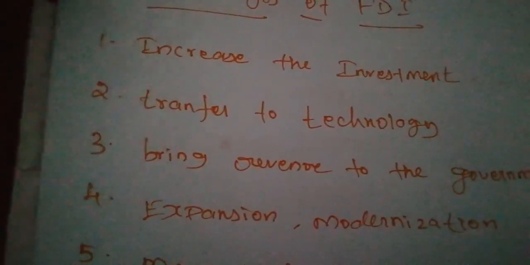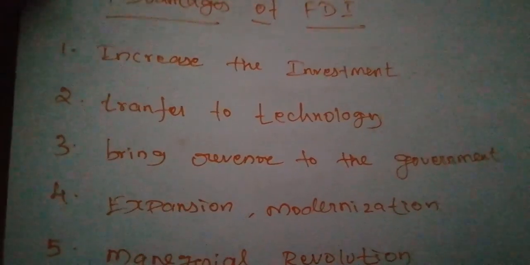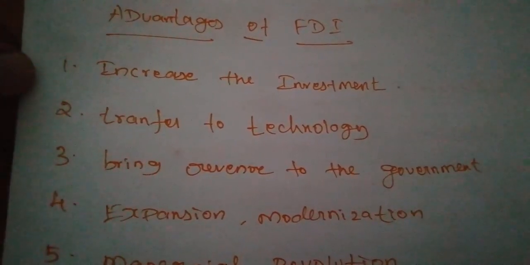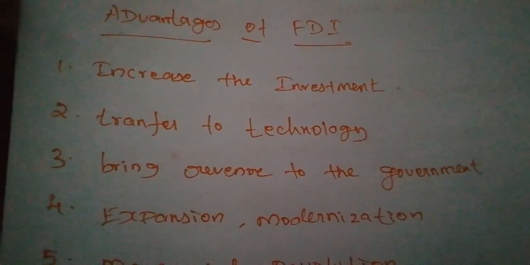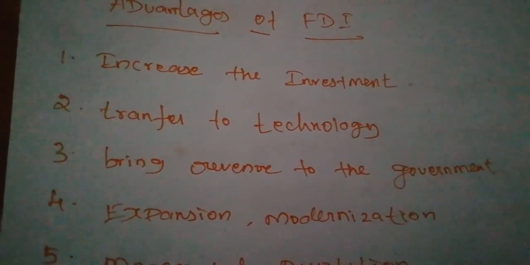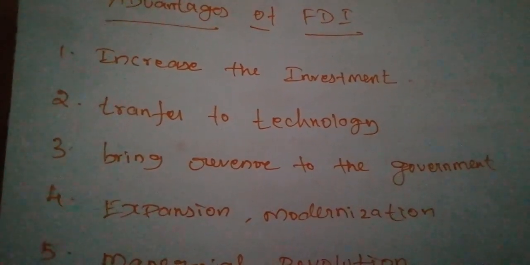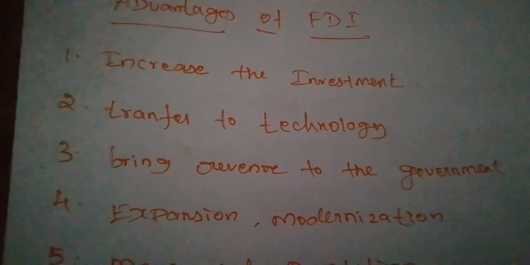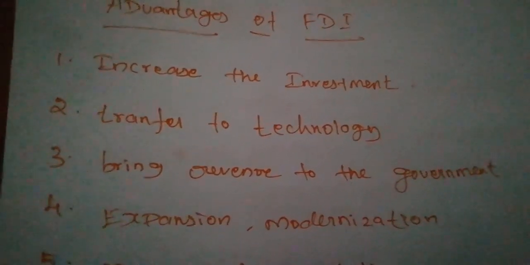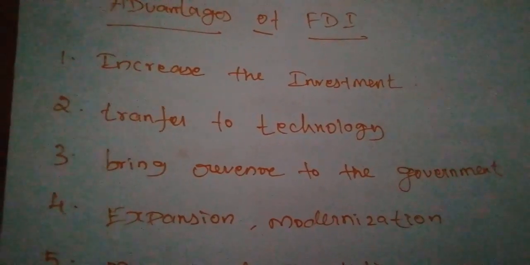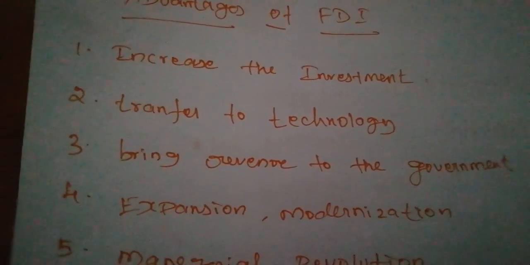Next, acquisition of resources. We are in need of more resources. If you want to produce any commodity or different types of commodities, we must have a sufficient level of resources. If we don't have sufficient resources, we can easily import them from other nations, which are the nations that make investment in our nation.